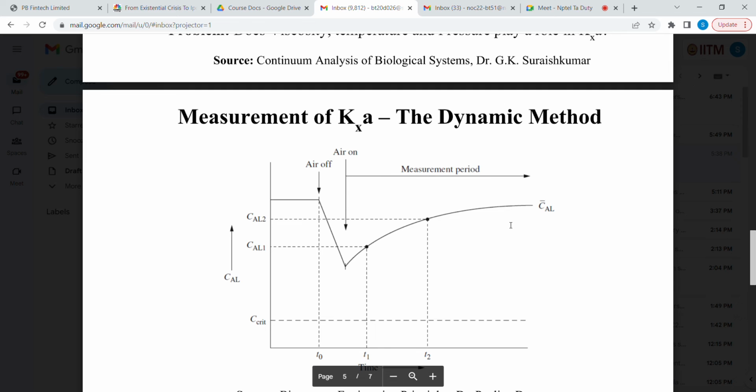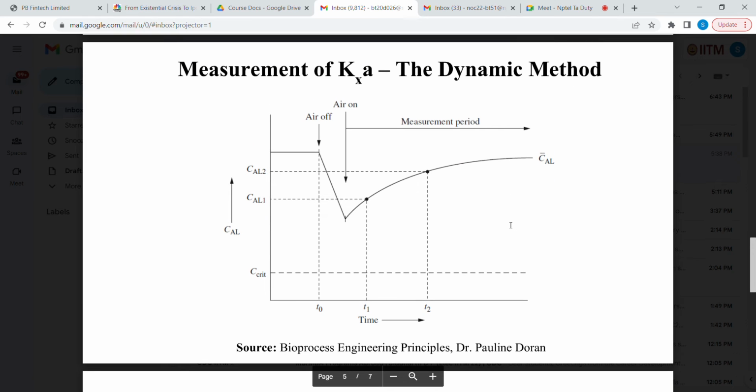All right. Now let's go to the measurement of KLA in the bioreactor, KXA or KLA. It's used interchangeably, as I said. The most popular method is the dynamic method. So what you do is, you take a liquid, and you just sparge it with air.